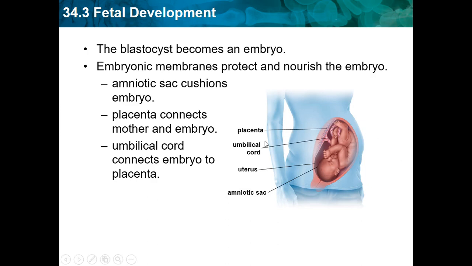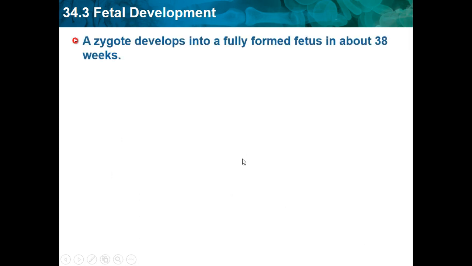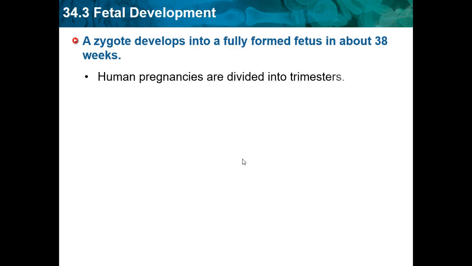So here we have the baby, and the placenta is kind of this sac that surrounds the baby and provides nourishment. And so the umbilical cord goes straight to the baby and connects to the sac, the placenta. And this is all in the uterus. So a zygote develops into a fully formed fetus in about 38 weeks.